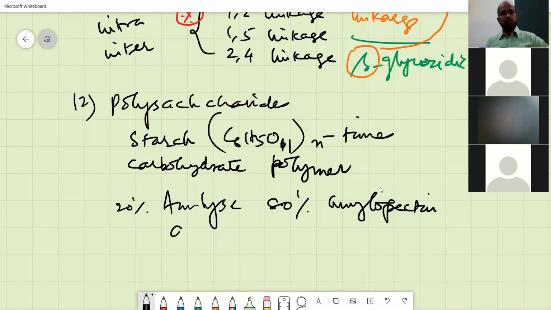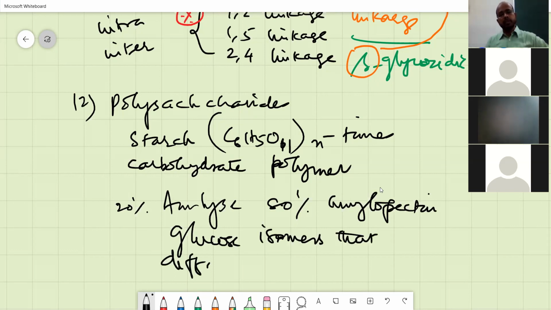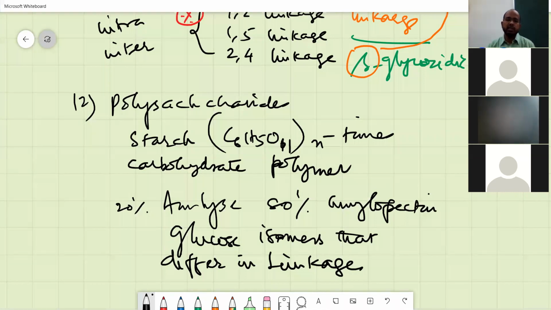These are all glucose isomers that differ in linkage. Okay, so you can write the entire structure. Again, go back to this thing. We finish the entire carbohydrate system. In the next class onwards, we will start with stereochemistry. So if you have anything, you can ask me now.